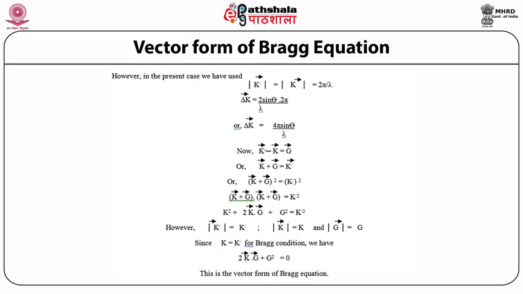K vector plus G vector dot K vector plus G vector is equal to K prime squared. K squared plus twice K vector dot G vector plus G squared is equal to K prime squared. However, modulus of K prime vector is equal to K prime, modulus of K vector is equal to K, and modulus of G vector is equal to G. Since K is equal to K prime for the Bragg condition, we have twice K vector dot G vector plus G squared is equal to 0. This is the vector form of the Bragg equation.